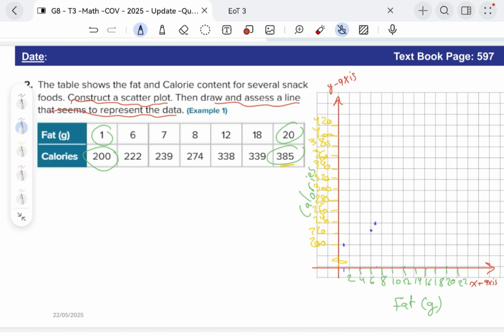The next point, 8 with 274. 274, it's somewhere here. The next point, 12 with 338. 12 with 338. No, it's lower than that, it's somewhere here. And the next point, 18 with 339. 18 with 339, it's here. And the last one, 20 with 385. 20 with 385.